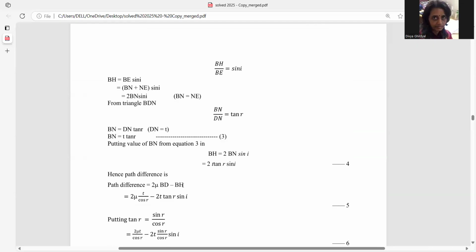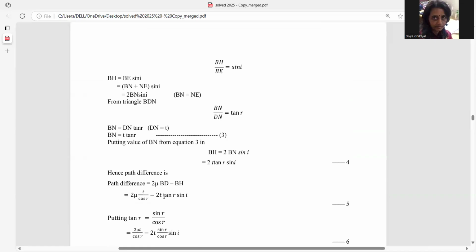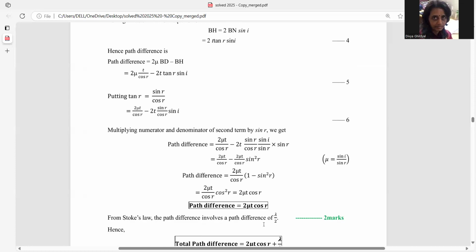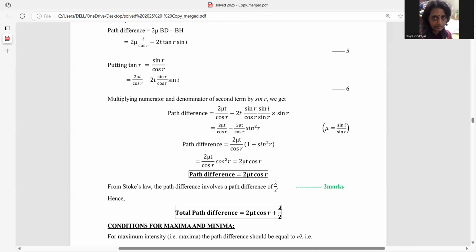BD and BH are found by triangles. Their values are put. Tan is sine upon cos. This value is then put here. Multiply numerator and denominator by sine r, and you get the answer for path difference. All this detail has been covered in the lecture series and in the book also, and you get the answer.